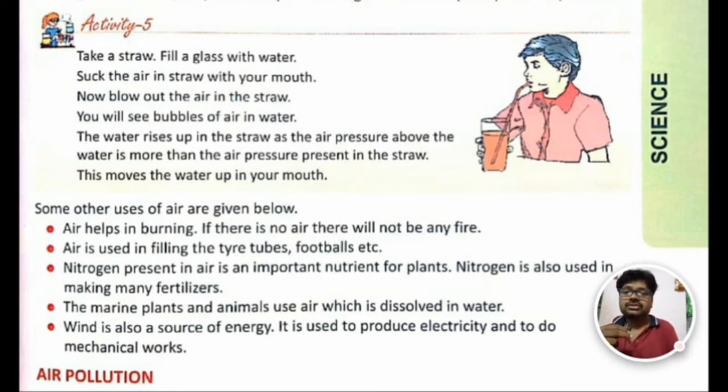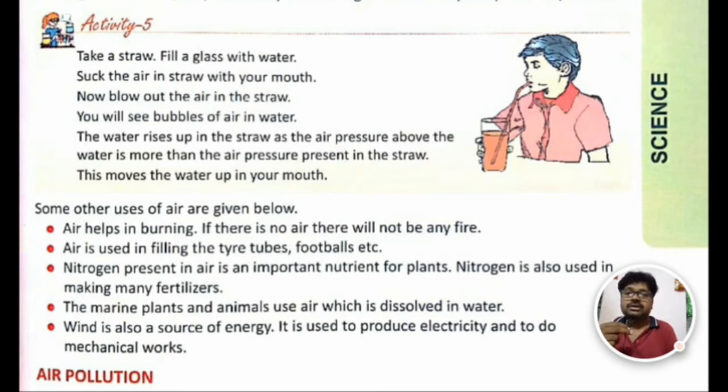Next, it's used to produce electricity and to do mechanical works. What is used? Moving air is used to produce electricity and to do mechanical works. Students, I hope you all understood this activity, and this activity is especially related to understanding the uses of air. This activity makes us understand some uses of air in our daily life.